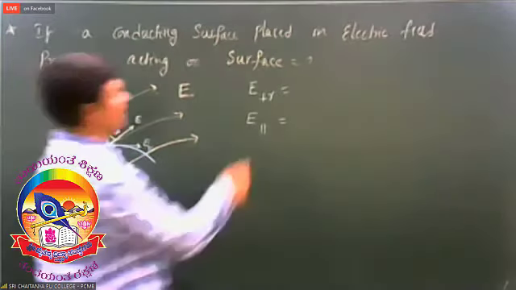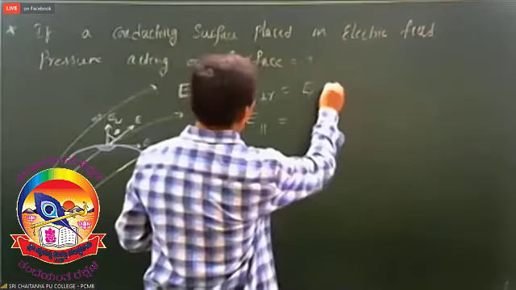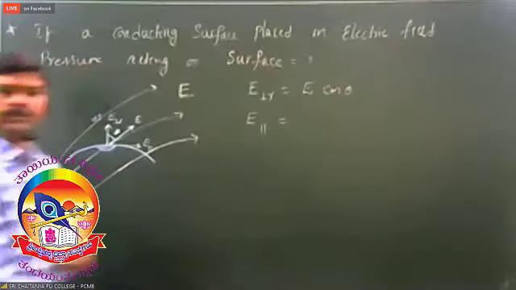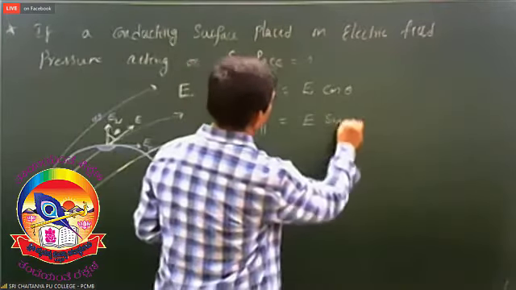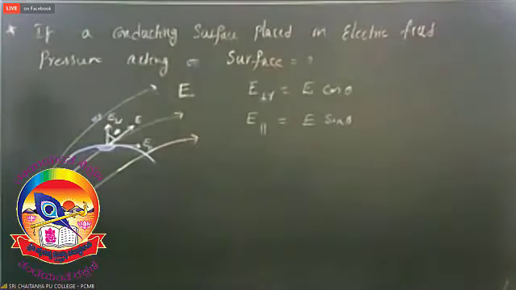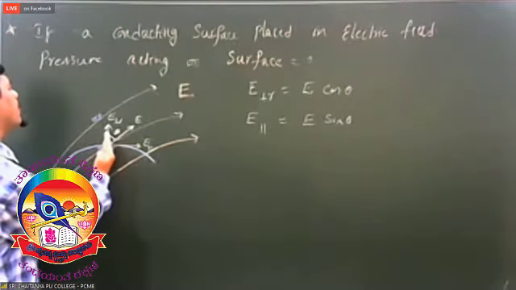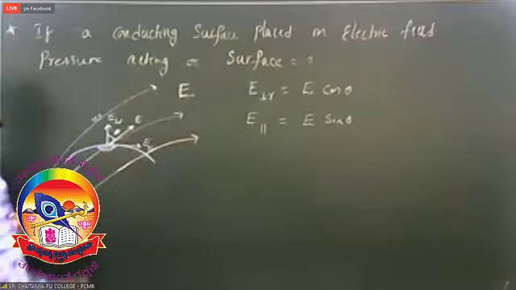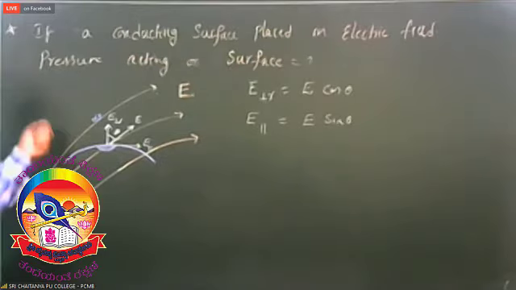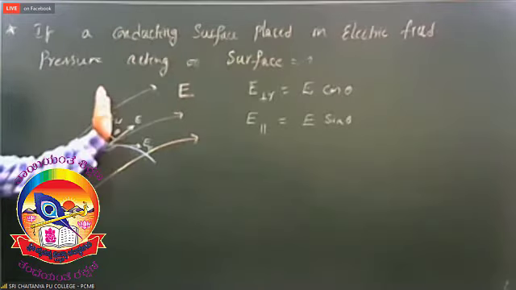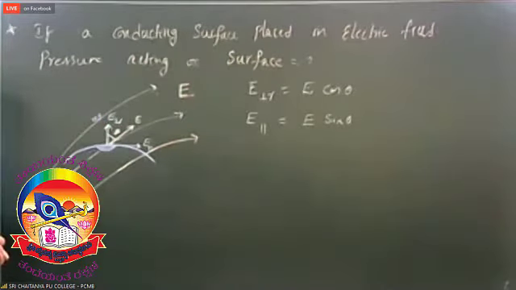What is E perpendicular? E cos theta. What is the component parallel? E sin theta. These are the components, right? Okay. What is the force acting in this direction? See, the tangential component does not exert any force. Which component exerts the force? The perpendicular component exerts the force.